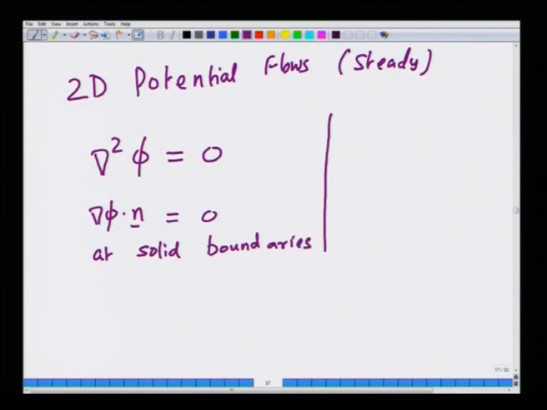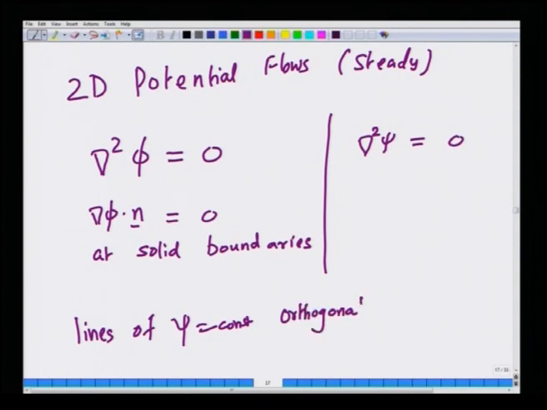Okay. And we also showed that for 2D potential flows, since the flow is irrotational, there is only one component of vorticity that is non-zero, that is the z component of vorticity. So, we just showed that del squared psi is also 0, where psi is a stream function. And we also showed that lines of constant psi are orthogonal to lines of constant phi. Okay. So, that helps in visualizing the flow in a much easier way, as we will just show in some examples to follow.